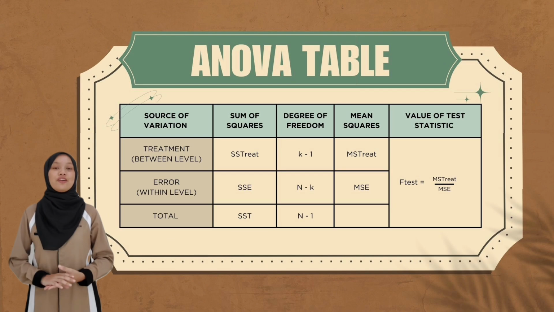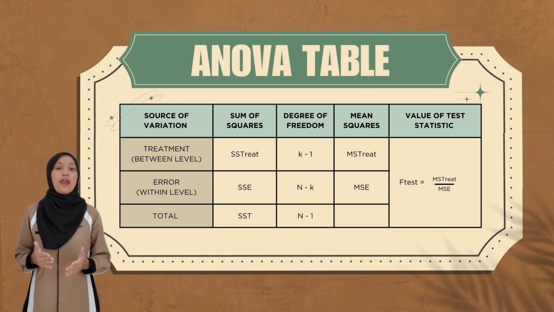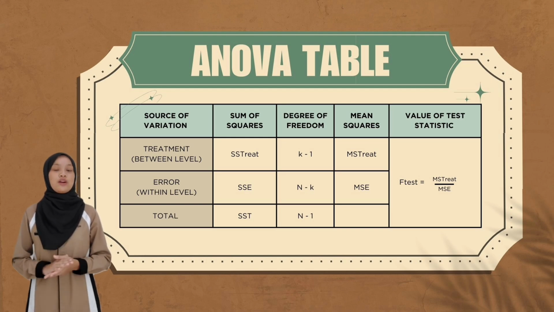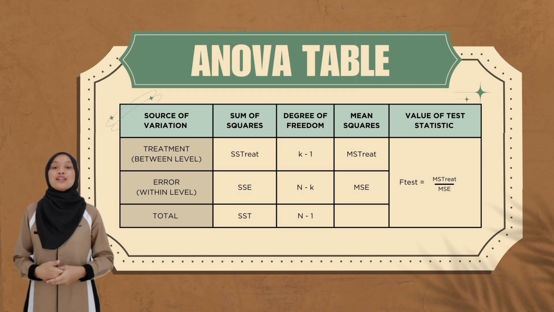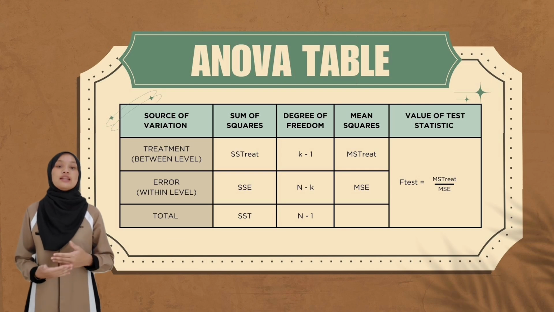Under the source of variation, we have treatment, which is between the levels, error within the levels, and also the total. So now let's take a look at the first source of variation, which is treatment. To find the sum of squares, we will use SST and each degree of freedom is K minus 1, while the mean square for treatment is MST.